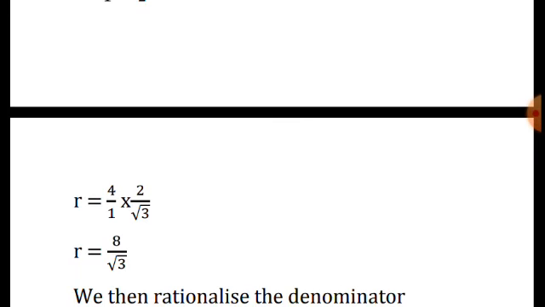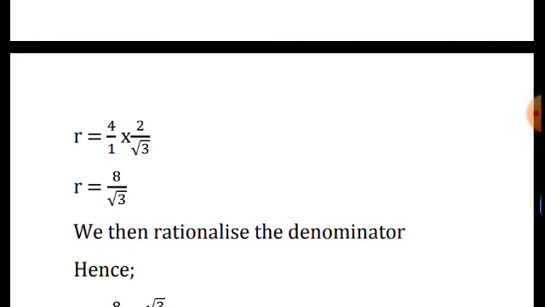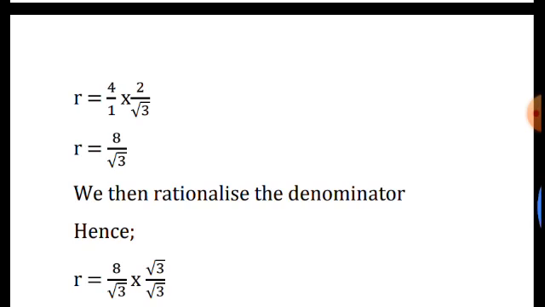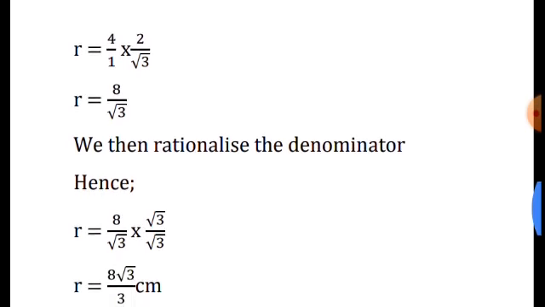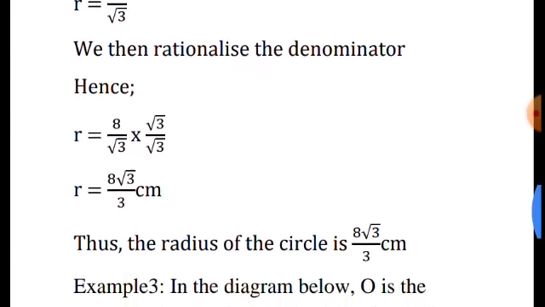But we cannot leave our answer like that. So we need to rationalize the denominator. So when we rationalize the denominator, we will have 8 over root 3 times root 3 over root 3. So that will become 8 root 3 over 3 centimeter, because root 3 times root 3 will give us 3. So therefore, the radius of the circle is 8 root 3 over 3 centimeter.